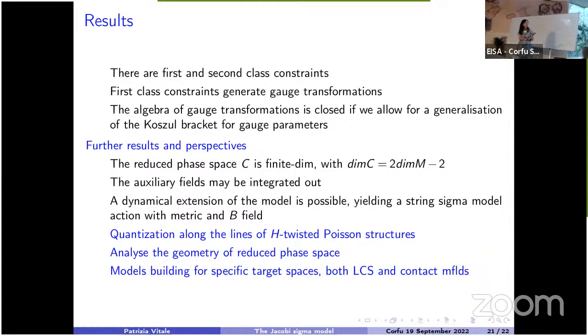three-dimensional contact manifolds and four-dimensional locally conformal symplectic manifolds. And I think I am done.